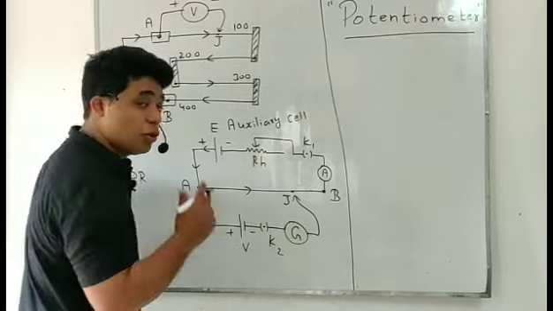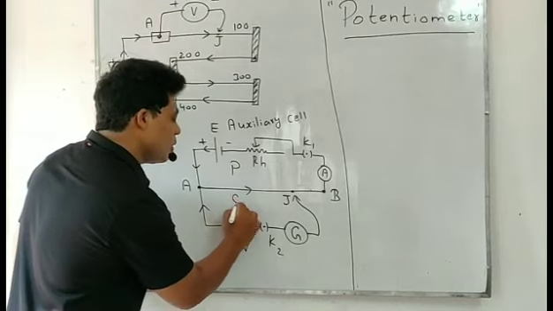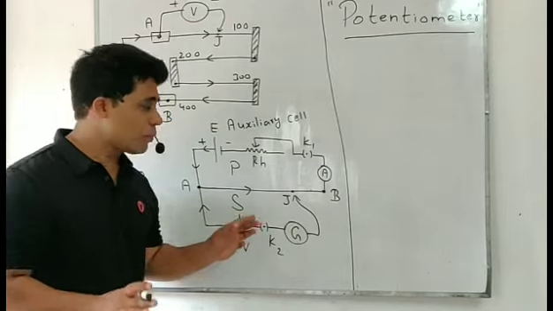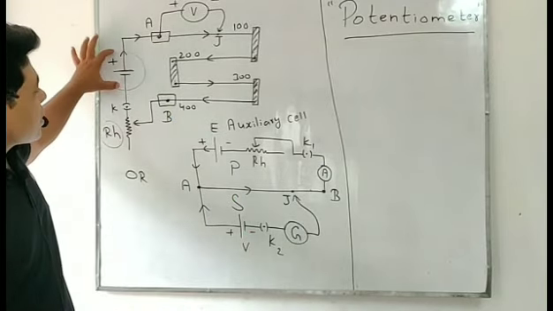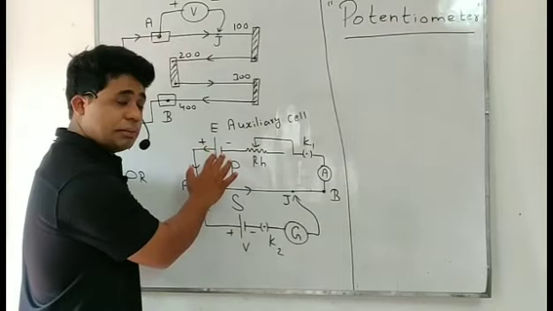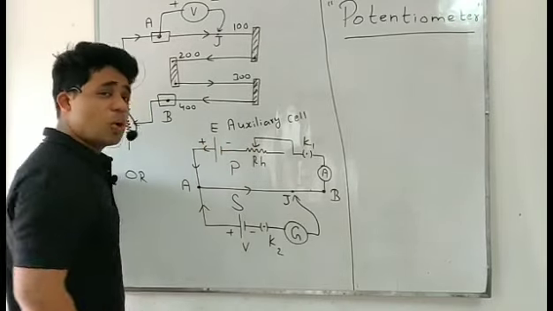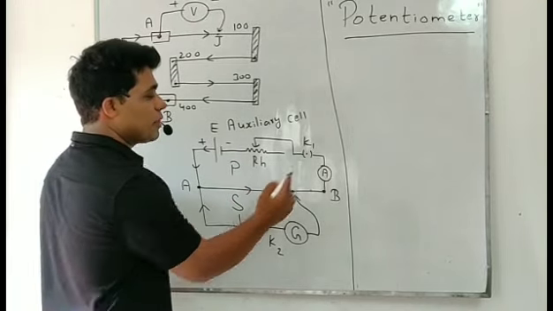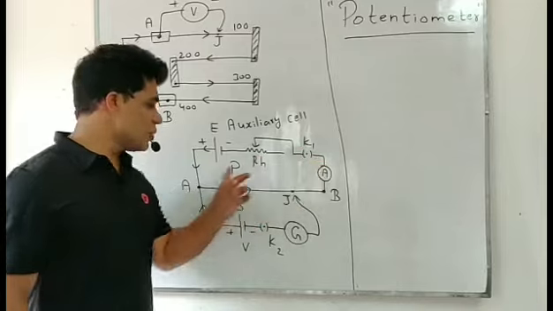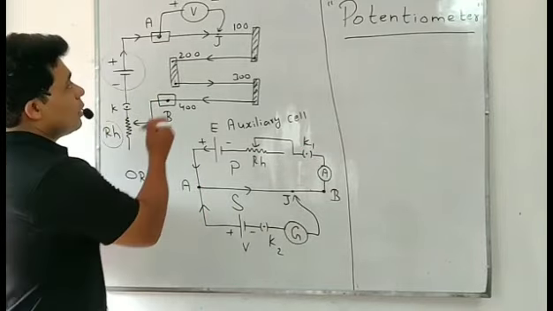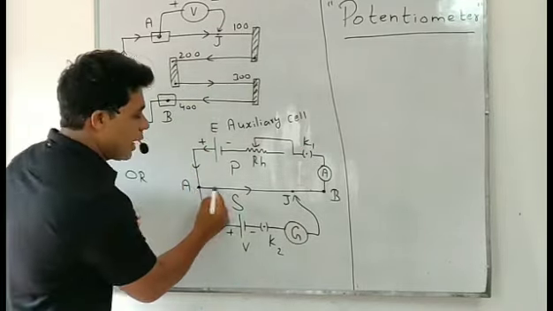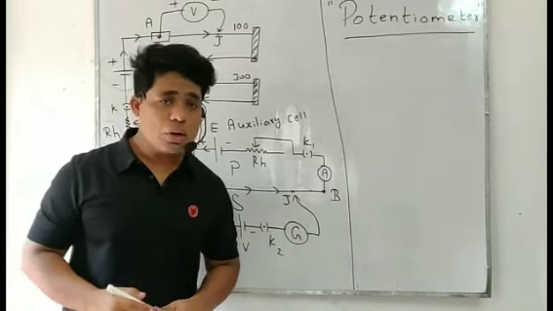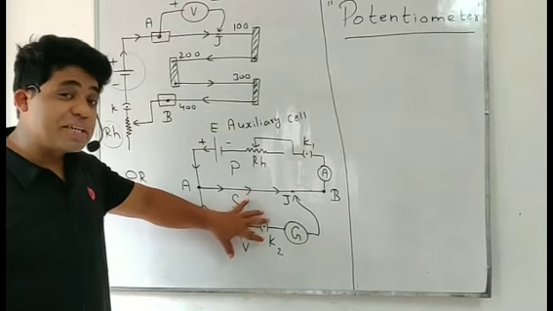Actually, the potentiometer circuit is divided in two parts: primary circuit and secondary circuit. That is a basic fundamental diagram. See the standard cell. This is the standard cell. It is also said to be the auxiliary cell or driver cell, connected with a rheostat, with a switch, and with an ammeter. All are connected in series with this potentiometer wire AB. This wire I have shown like this, and look, this wire is made of either Eureka, Manganin, or Constantan. And this is the primary circuit.